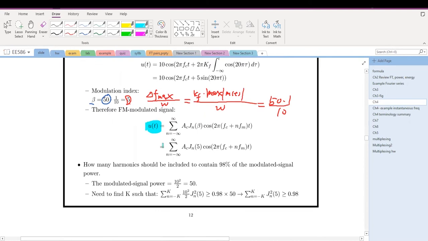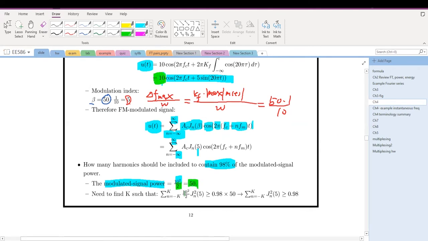According to our derivation, the modulated signal can also be written in this format: the summation from minus infinity to infinity of Ac Jn(beta) cosine of 2 pi (fc plus n fm) t. This is the spectrum of the angle modulated signal if the message signal is a cosine signal. Beta equals 5. We want to truncate the sum such that the truncated sum captures 98% of the modulated power. The modulated power, since this is a cosine signal with magnitude 10, is 10 squared divided by 2, which equals 50 watts.